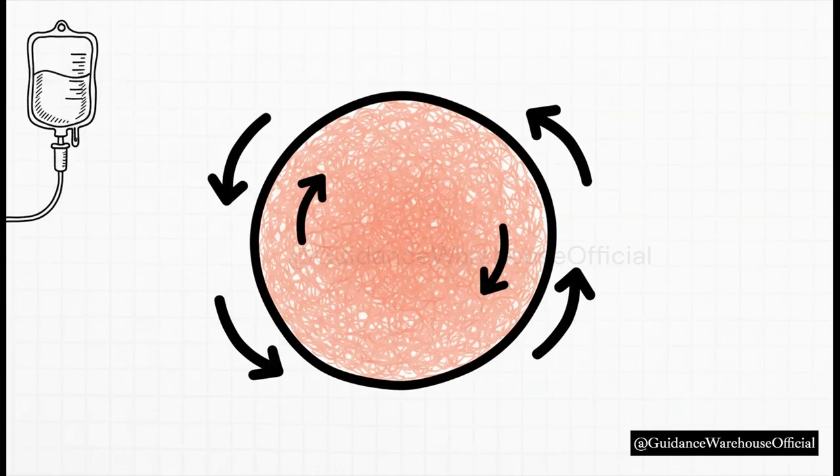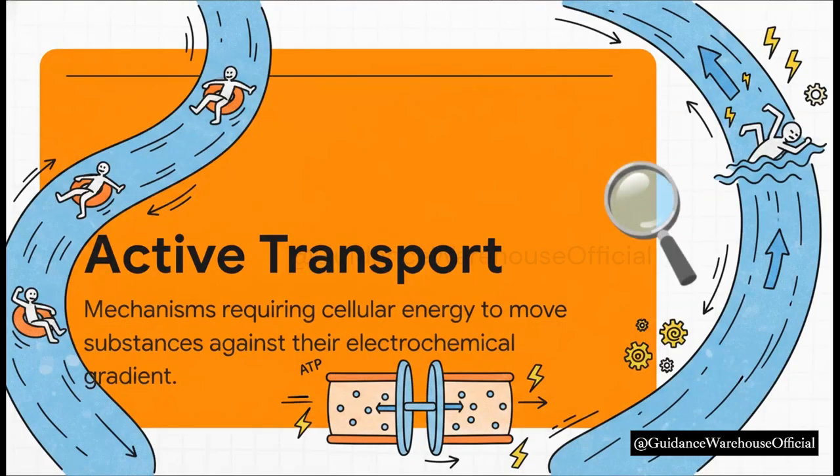And that is exactly why doctors use an isotonic saline solution for IVs, to keep your cells in that perfect dynamic equilibrium. All right, let's level up here. What if the cell actually needs to go against the flow?